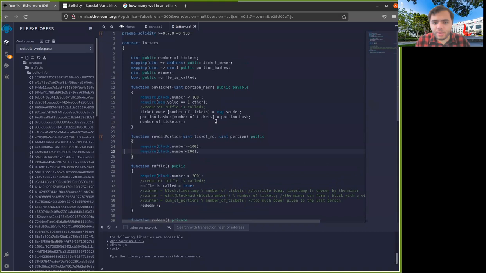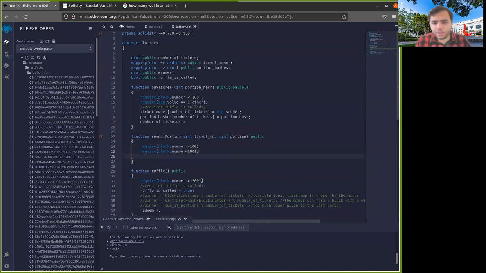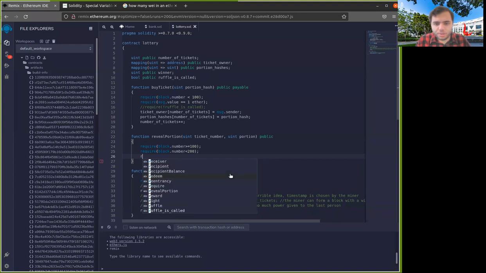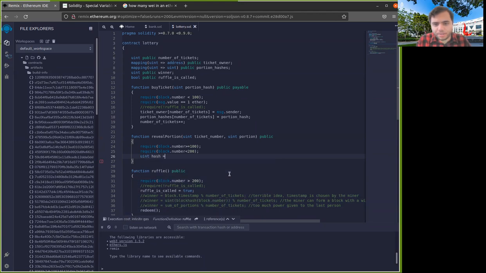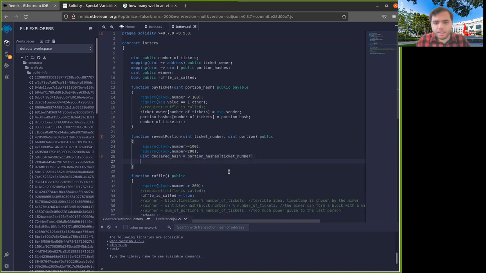Okay. So what do I want to do in reveal portion? I get the ticket number, and I take the portion. I have to check that this actually has the right hash. So I have to take the hash that I had. Let's say declared hash is the portion hashes of this particular ticket number. And actual hash is, well, we have to hash the portion.